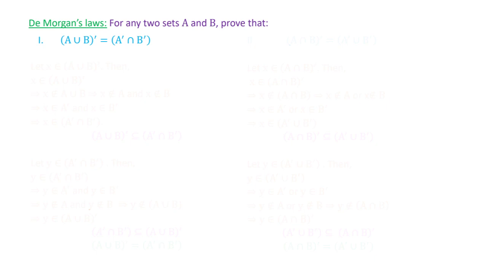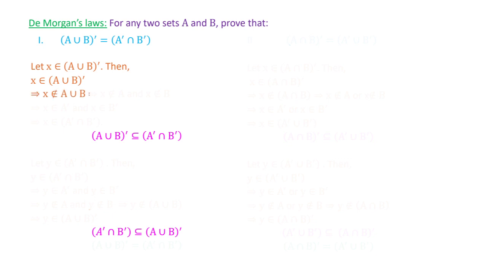Now we are going to prove this result. To prove it, we will prove that (A union B) complement is a subset of A complement intersection B complement. Then we will prove that A complement intersection B complement is a subset of (A union B) complement. To prove the first result, we consider an element from the set (A union B) complement. This implies that if X belongs to (A union B) complement, it means X does not belong to A union B.